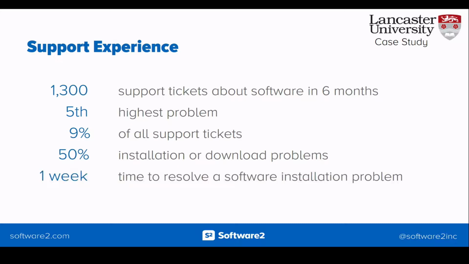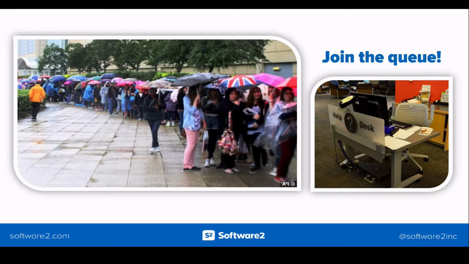And when we looked at our resolution rates, it was taking about 1 week to resolve these tickets, these software installation problems. So the students were having to wait. Now, you may have heard that the British like to queue, but it's always raining here. No one likes to stand out in the rain. So, generally downloading and getting access to software was a bad experience for students. They were queuing up at the help desk for CDs and to get help with the installation, so not great.